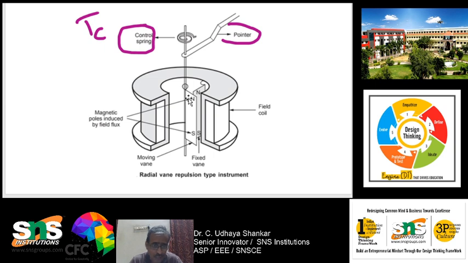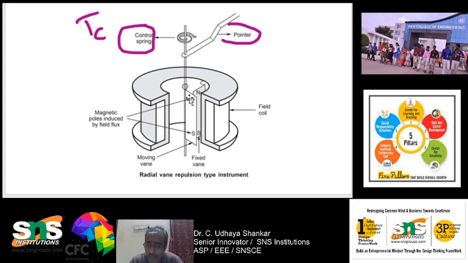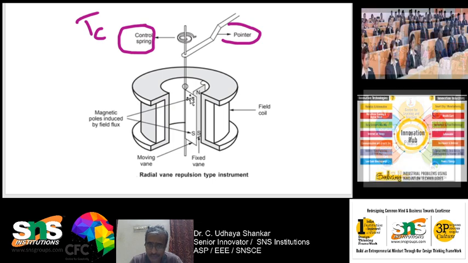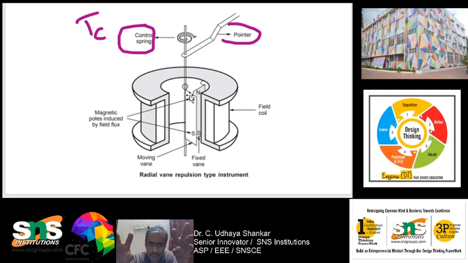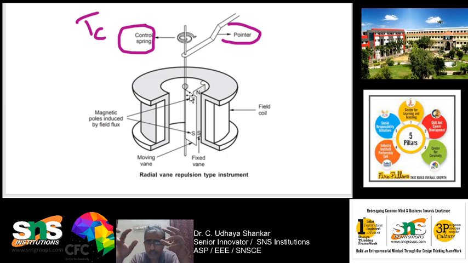So how it works is, it consists of two vanes inside the coil. One is called the fixed vane, the other one is called the movable vane. When the current to be measured flows through the coil, both the vanes get magnetized in a similar way, and hence a repulsion force exists between the two vanes. This results in the movement of the moving vane, and thus the movement of the pointer. Here the current to be measured is always proportional to the movement of the pointer. So the control torque is provided by the springs.